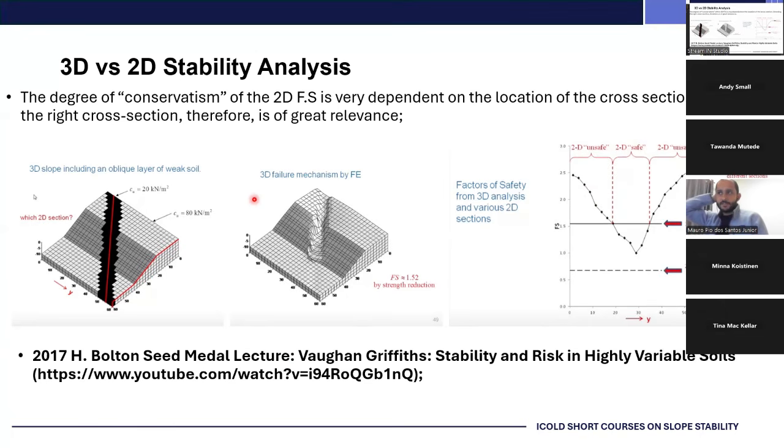The degree of conservatism of the 2D factor of safety depends a lot on the location of the cross section. So that's a very important point when you're choosing your cross section. Make sure you choose it in a region where you're going to have higher shear stresses, an elevated phreatic surface, or a higher embankment to calculate your factor of safety. I think that's a pretty standard procedure for people working on design. But it's always important to highlight and understand that the location of the cross section is very important.